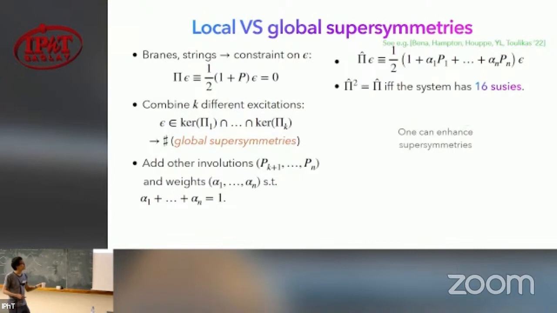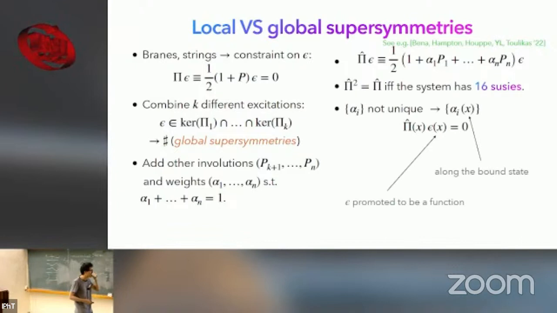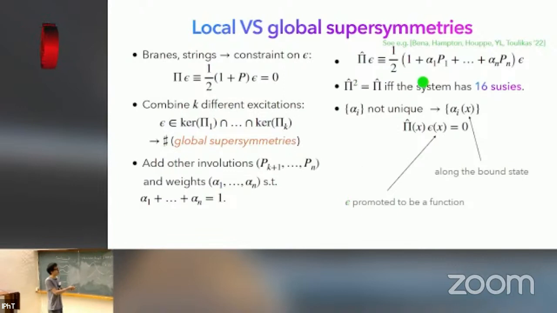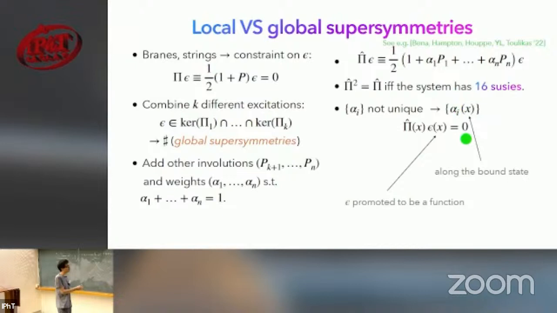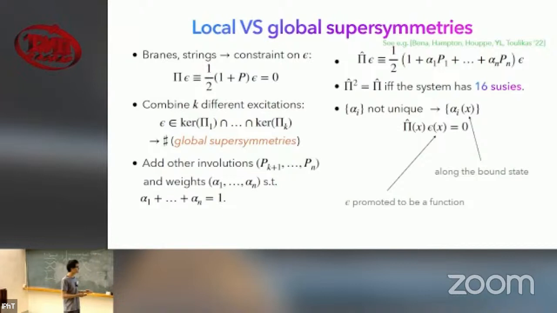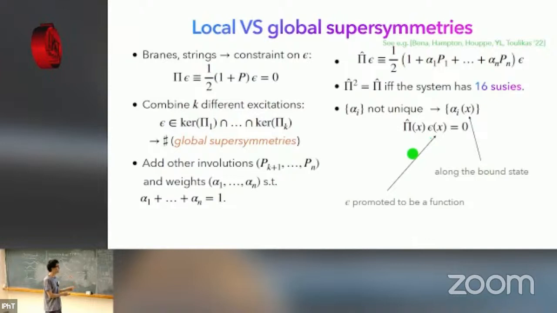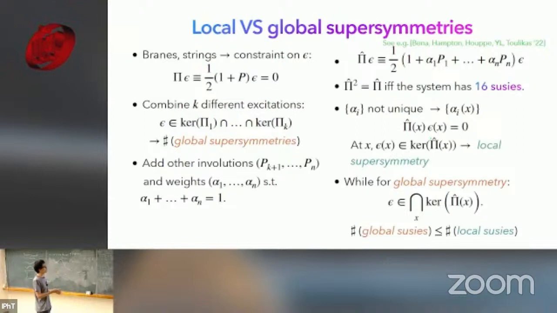But this is supersymmetry enhancement. What is local supersymmetry? Well, the thing is, these alphas that you have here are not unique. And you can make alpha depend on some coordinates, for instance, along a bound state. And when you do that, the Killing spinor epsilon becomes a function and depends on where you are in space-time. So at a given x, epsilon of x has to be in the kernel of pi hat of x. This is local supersymmetry.